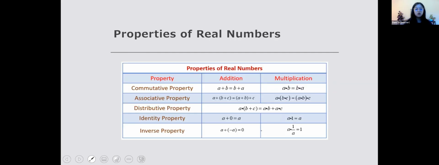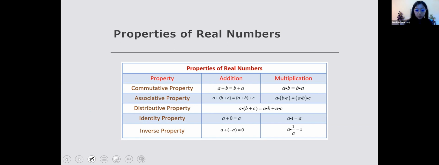So we will now also talk about the properties of real numbers. First up, we have the commutative property, which is essentially moving the numbers around the symbol, okay? And for the commutative property, you do not use this for subtraction or division.